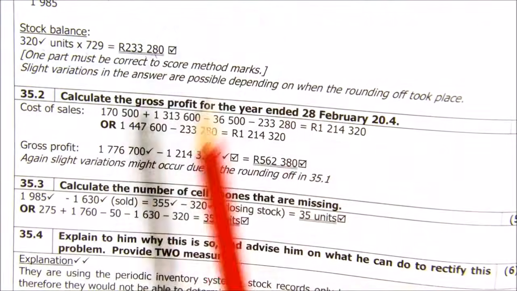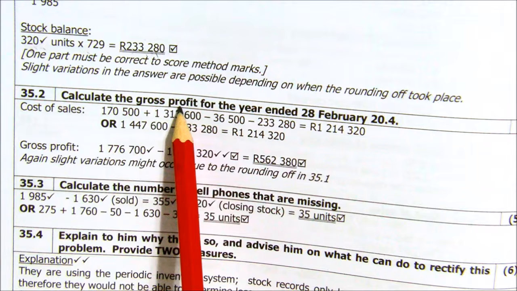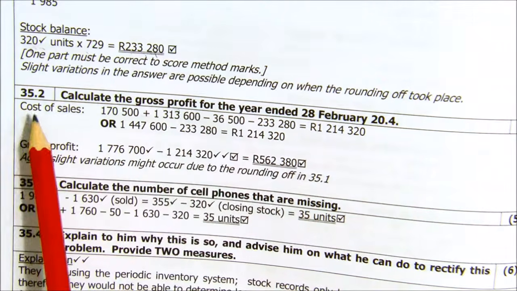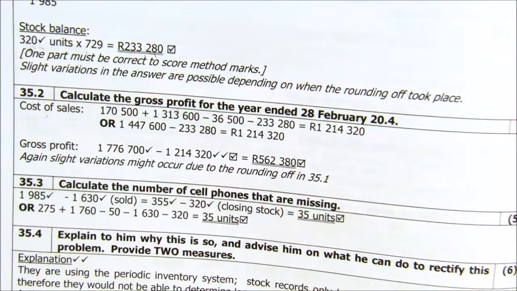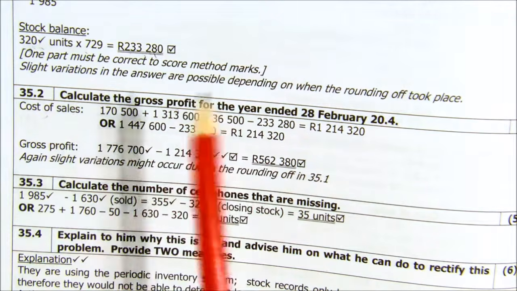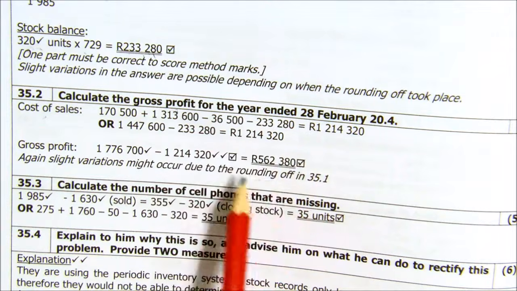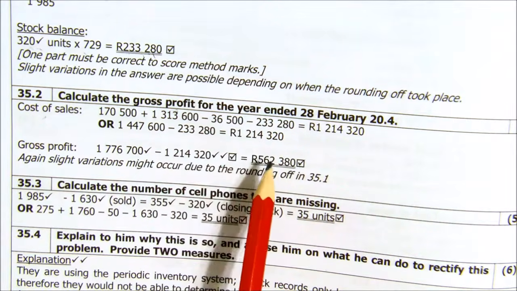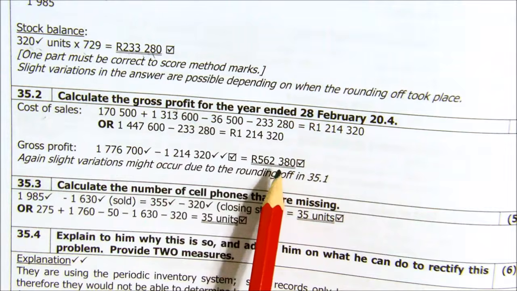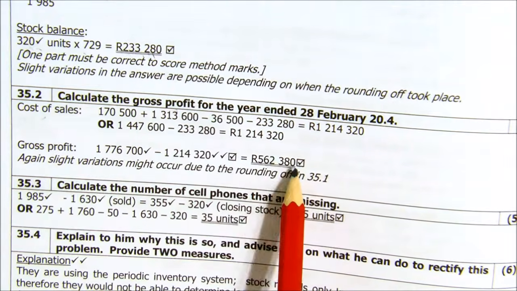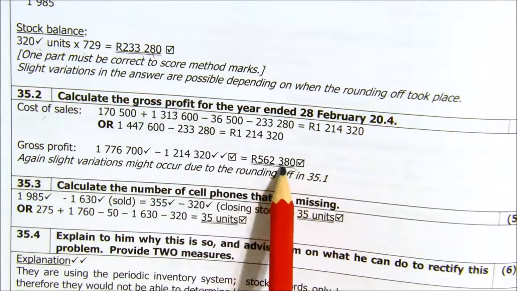This particular exercise, just going on, they did ask you to work out the gross profit. Now remember, gross profit is sales minus cost of sales. So you're going to have to calculate the cost of sales first, and then you can subtract that from your sales and get your gross profit. And I went over this calculation in the first exercise when I gave you an introduction to the stock valuations, and I also did it under the FIFO method.